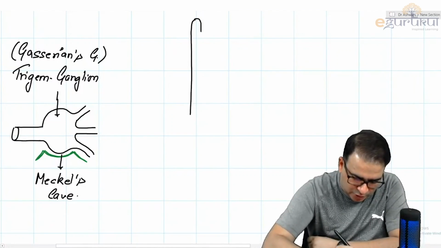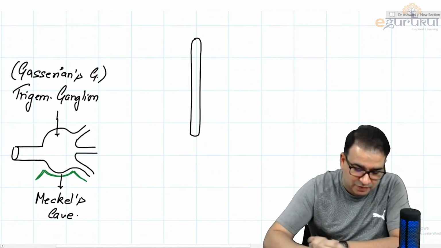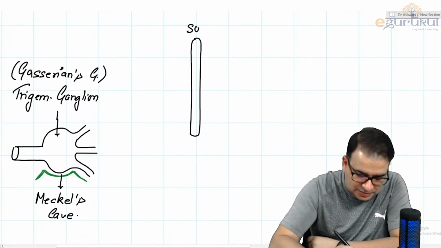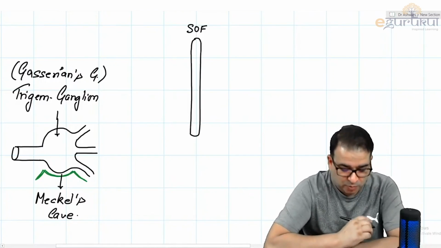जितना जरूरत है उतना ही ड्रॉ करना है. Don't label anything unnecessarily. Otherwise, this diagram will become very complicated. Guys, this is SOF. What is that? Superior orbital fissure. Superior orbital fissure.